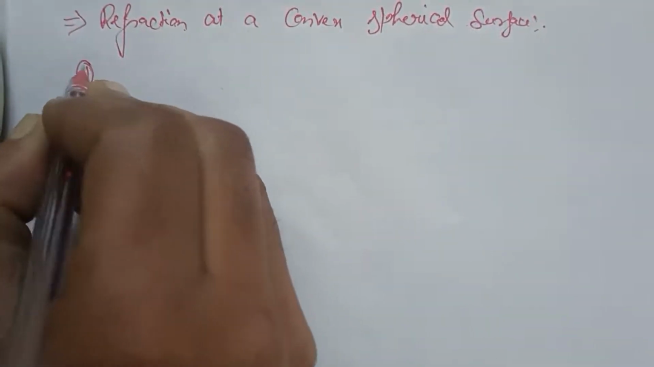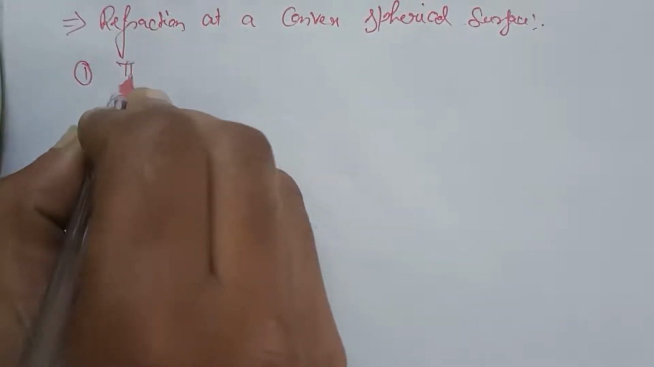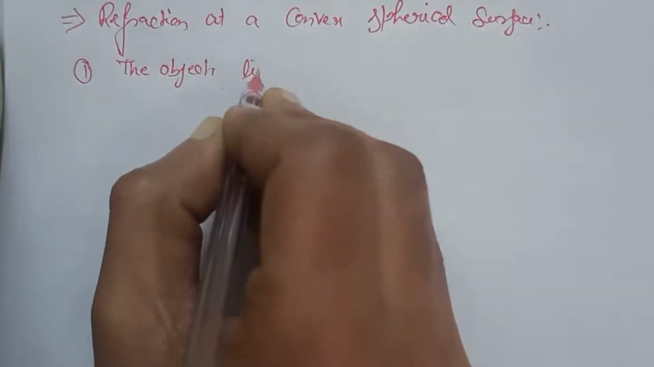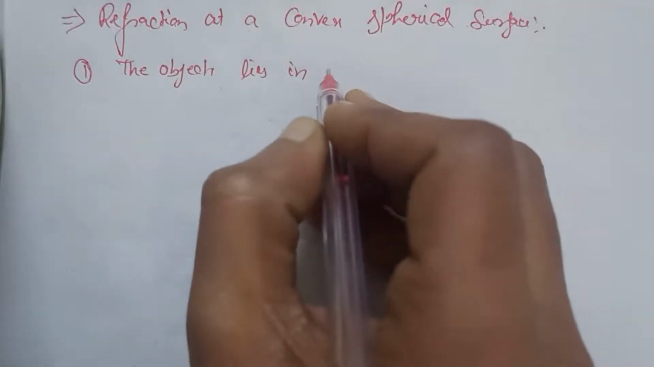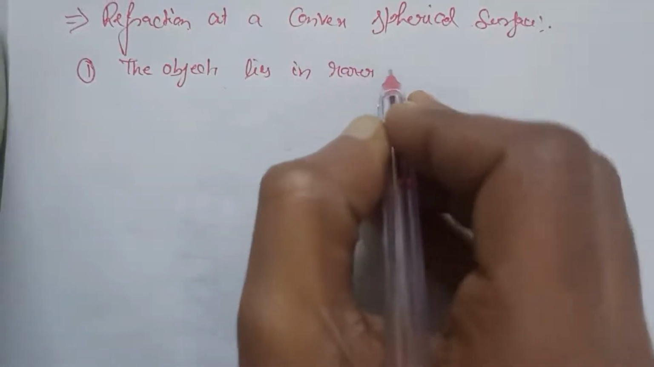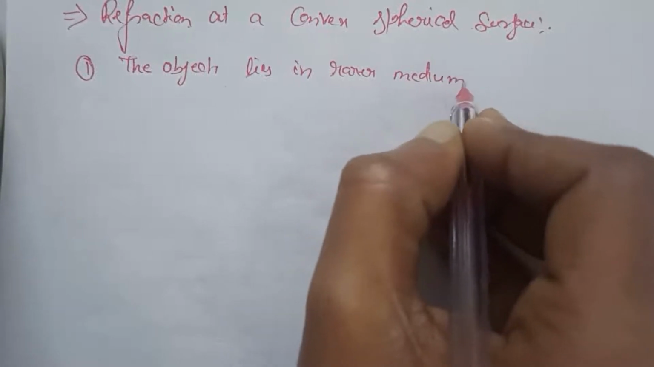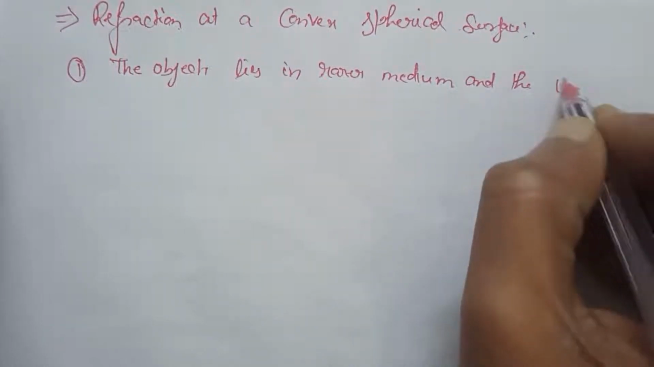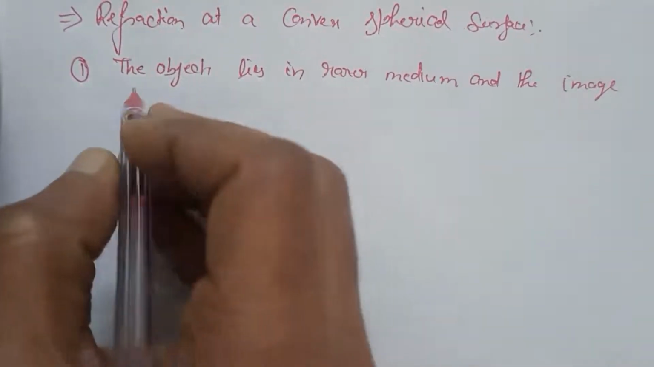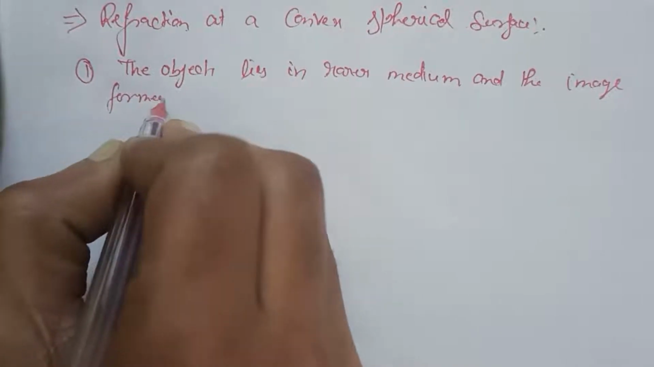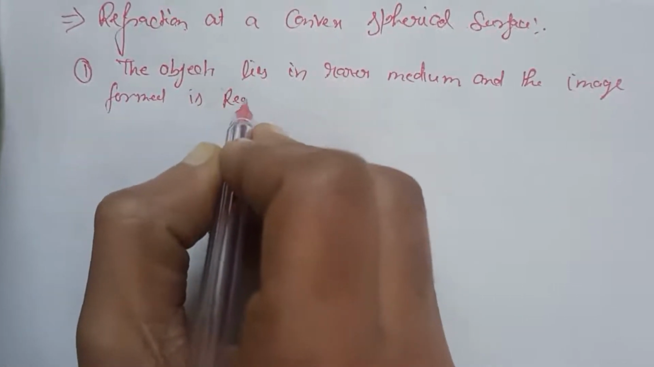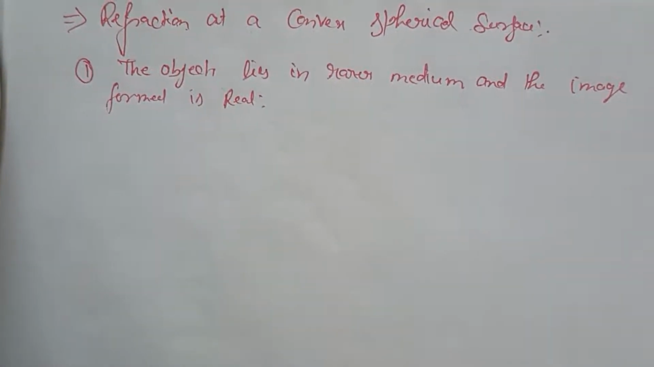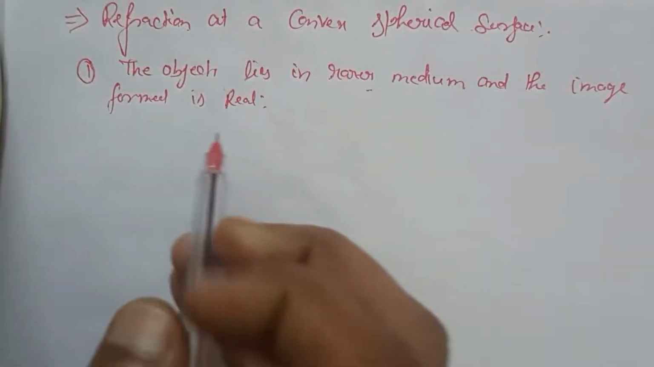The first case of this topic is: the object lies in a rarer medium and the image formed is real. First point of this topic is the object lies in a rarer medium and the image formed is real.